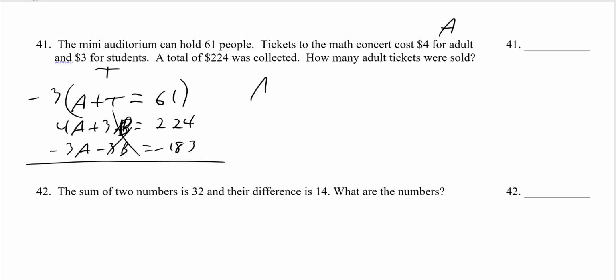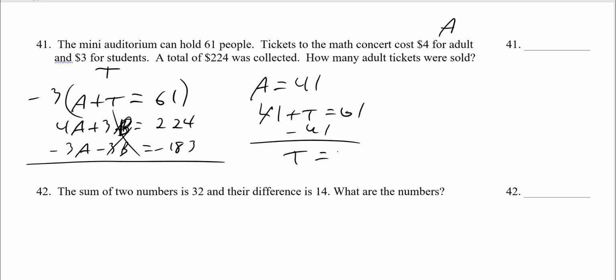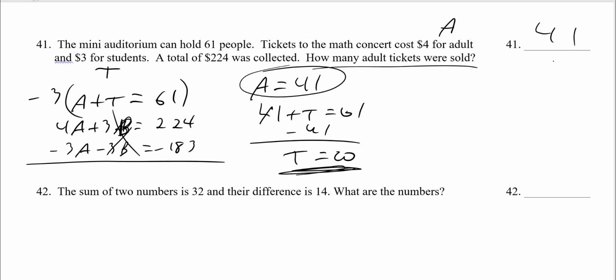And then we get a is equal to 224 minus 183, which is 41. Then I plug it back, so 41 plus t equals 61. Subtract 41 from both sides. T is equal to 20. They're asking you how many adults. I didn't even need to figure this out. So the answer is 41. Hey, problem number 41 too. That's a coincidence.